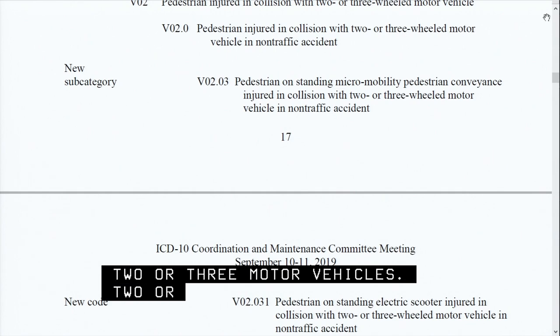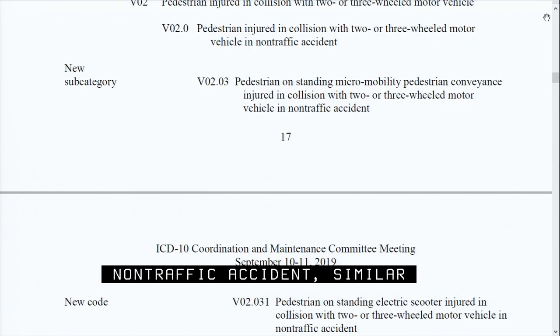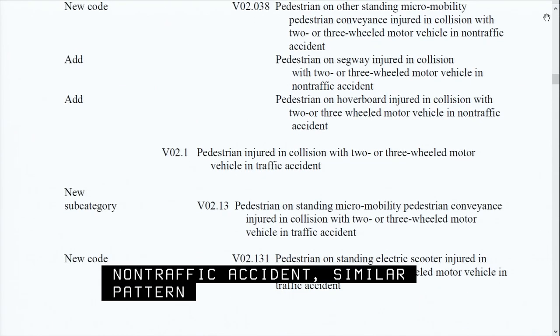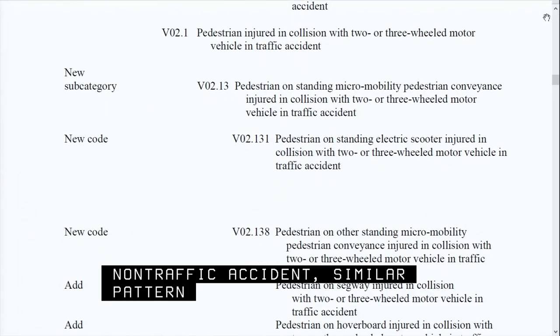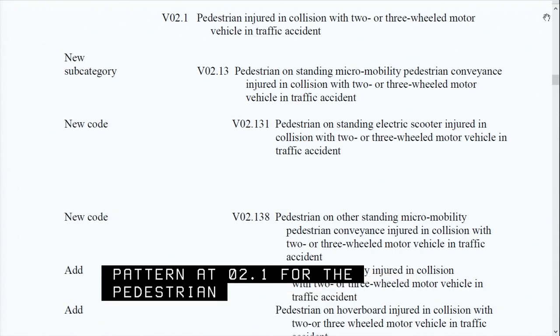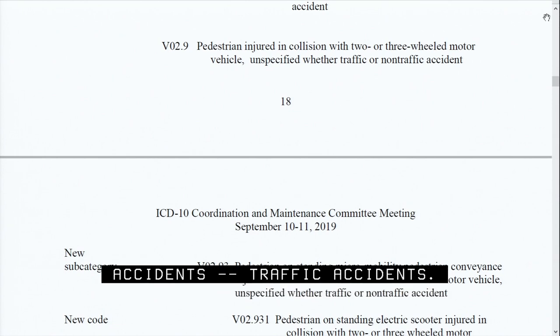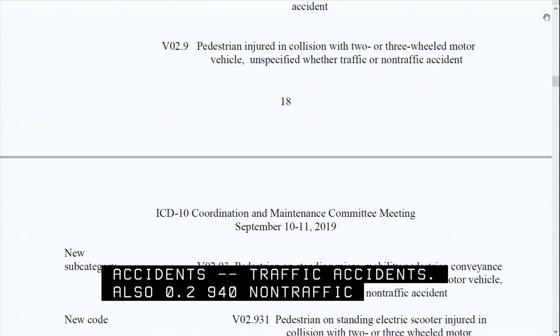Similar pattern would follow at V02.1 for the pedestrian injured in collision with two or three-wheeled motor vehicle in traffic accident. Also at code V02.9 for the non-traffic accident of the two or three-wheeled motor vehicle, unspecified, whether traffic or non-traffic accident.